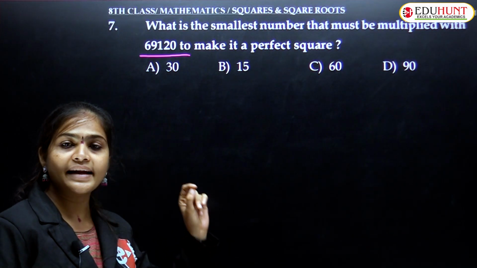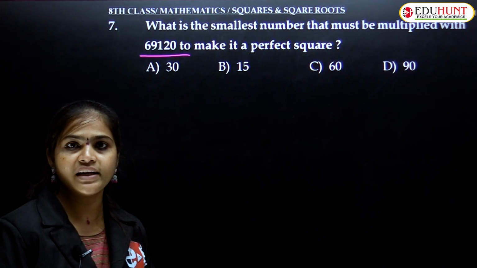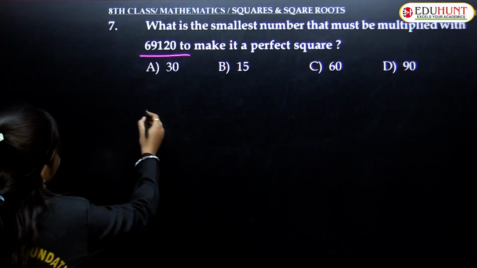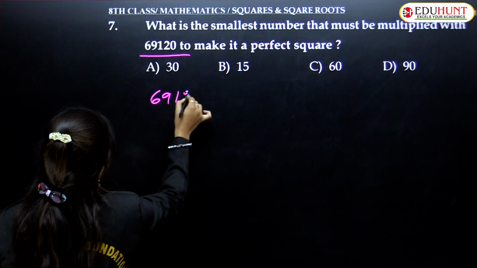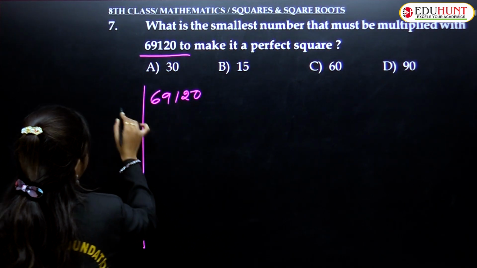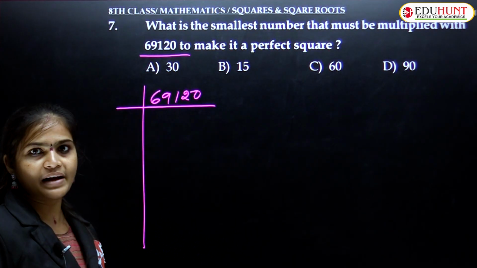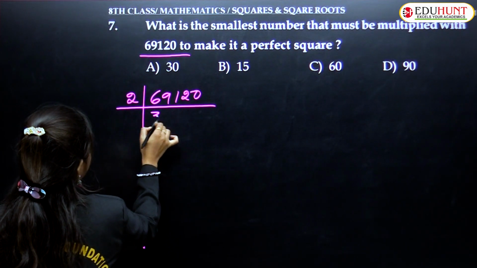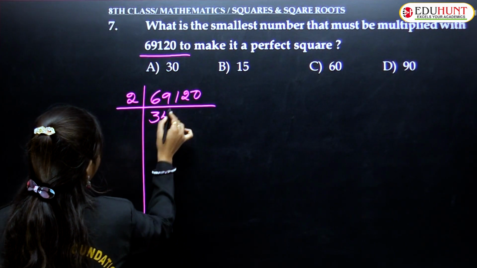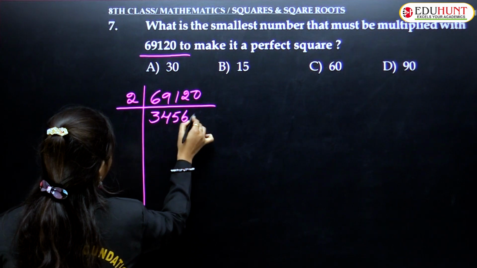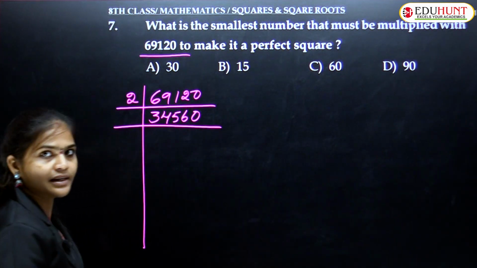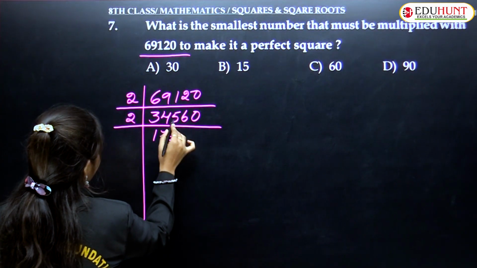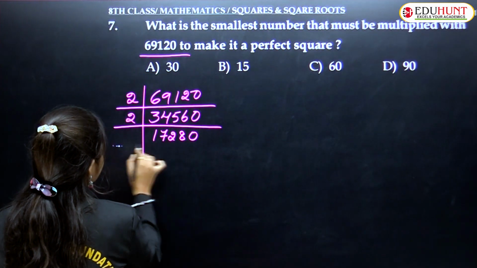In these cases, what method are we following? That is the prime factorization method. So first we need to find the prime factorization of 69,120. Divide by 2: 2 3s are 6, 2 4s are 8, and 2 5s are 10, 2 6s are 12, and 0. Clear? Next, 2 17s are 34, 2 2s are 4, 2 8s are 16, and 0.